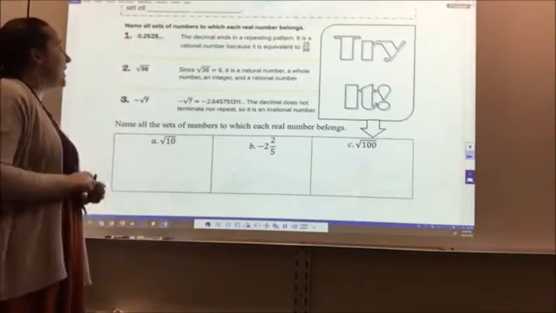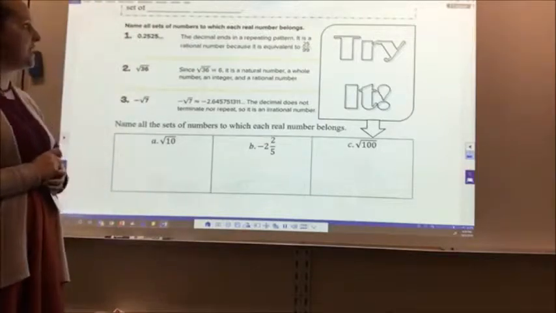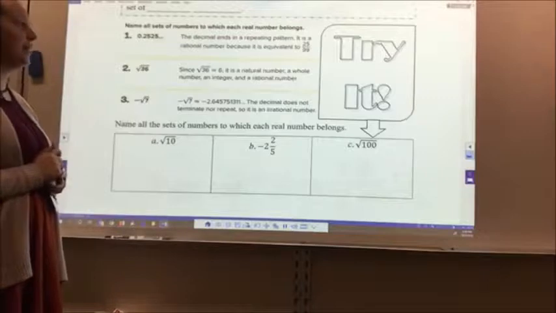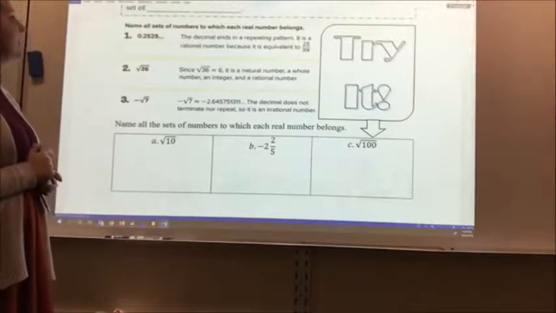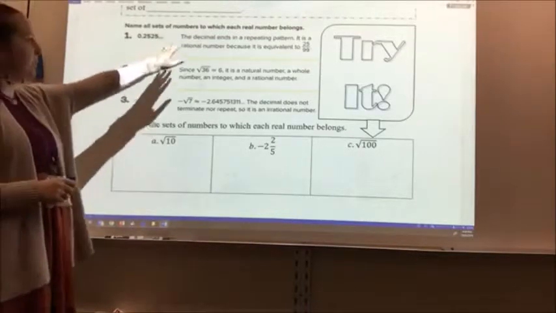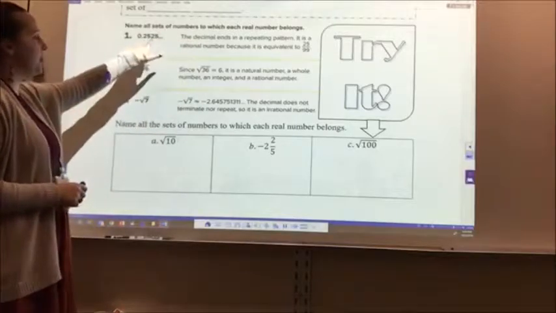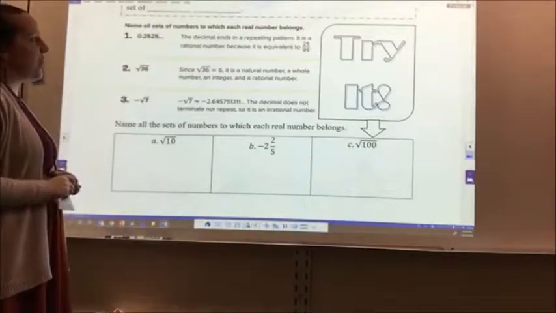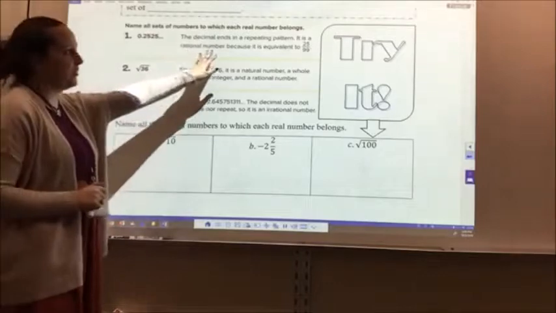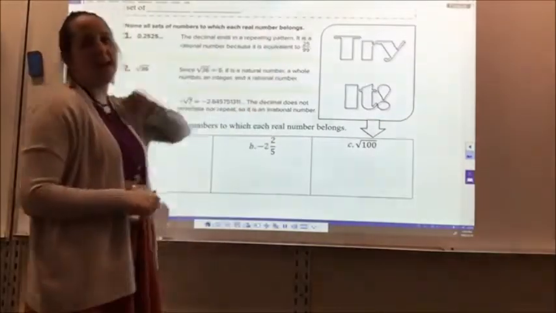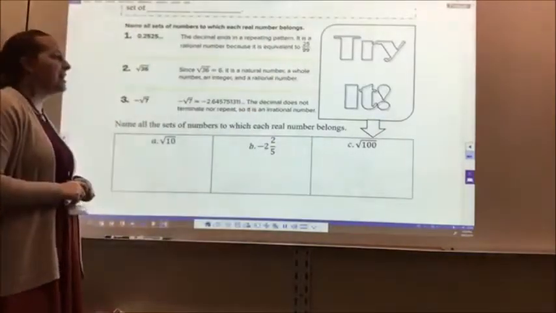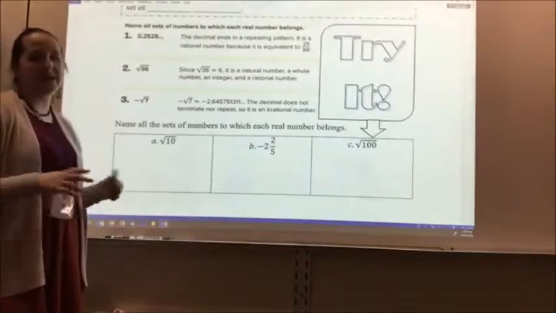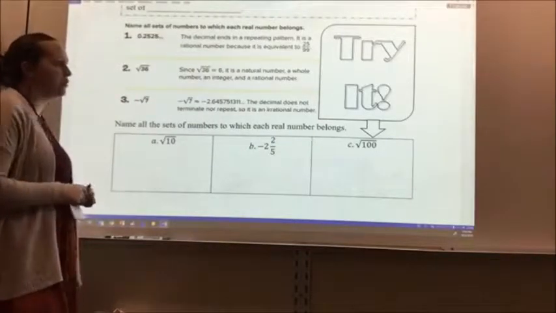Example number 1, name all sets of numbers to which each rational number or each real number belongs. The decimal ends in a repeating pattern. You can see 25, 25, it repeats. It is a rational number because it is equivalent to 25 over 99. I can rewrite it as a fraction, so therefore it's a rational number.